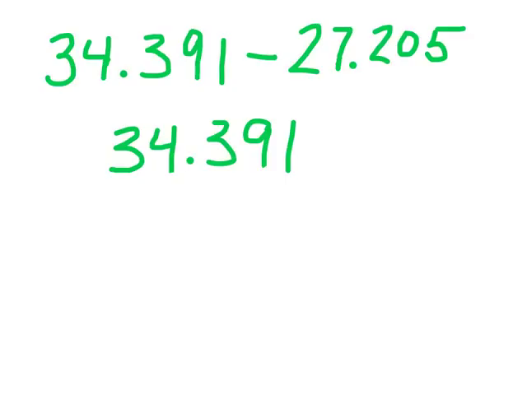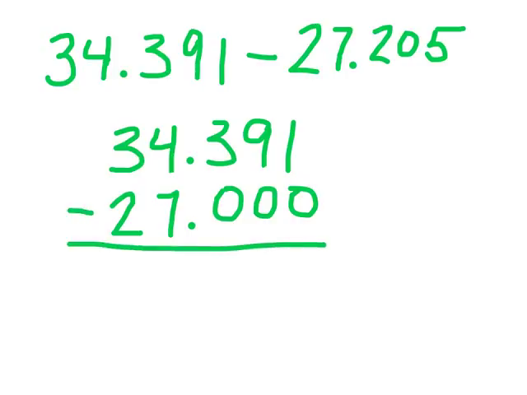But I'm going to round my second number to the nearest whole number. So 27 and 205 thousandths is somewhere between 27 and 28. And you could tell, or you might want to put it on a number line to tell, that it is closer to 27. So I'm just simply going to write 27.000 because I've rounded it to the nearest whole number. And now I'm going to subtract.